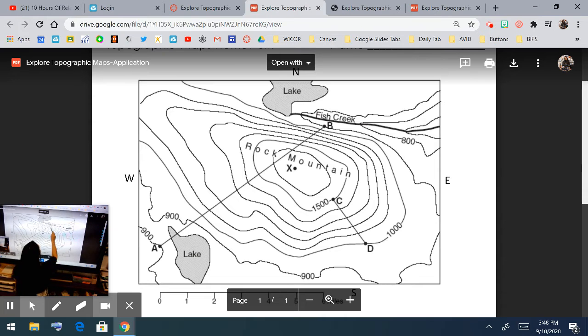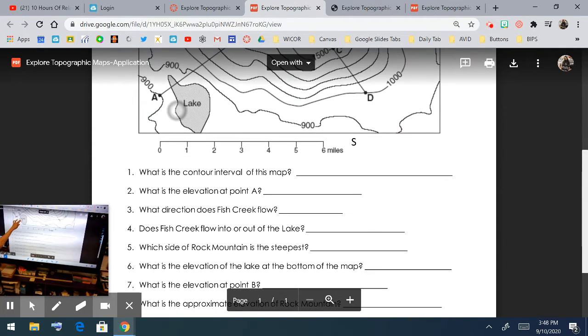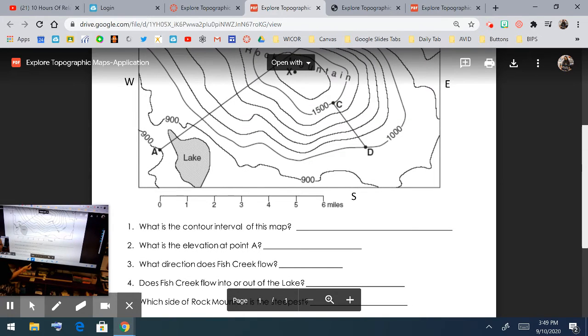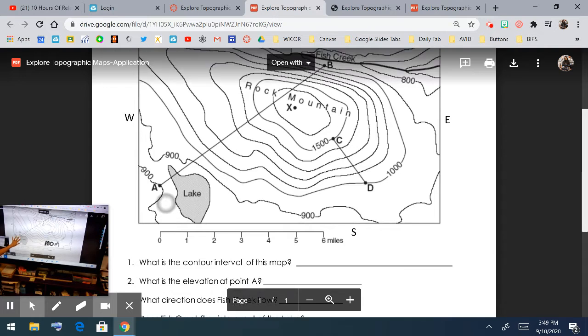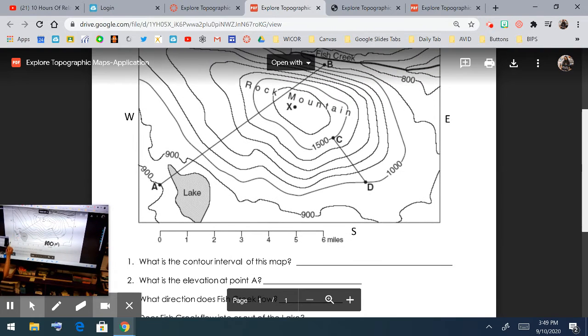Awesome. So then let's look at some of these questions. So what's the contour interval of the map? We already said it was what? Dora the Explorer, waiting for your answer. Yes, 100 meters. Remember, no naked numbers. Our numbers need to have units, so we're going to say 100 meters. Now, what's the elevation at point A? So let's chat about that. So down here, point A is right over here.